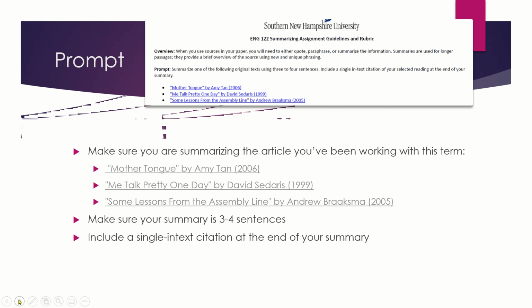Let's go over the prompt first. As you're reading through the prompt, here are the main things to remember. Number one, make sure you're summarizing the article you've been working with this term. So that's either going to be Tan's article, Sedaris's article, or Braxman's article that I've linked here as well. Please make sure that you're working on that, because when you write the summary, it's actually going to help you so you can include it in your final essay. In addition to that, the prompt says to write in 3 to 4 sentences, and we'll talk about that in the next slide. And please make sure you include a single in-text citation at the end of your summary, which we will also talk about in some of the slides further on.